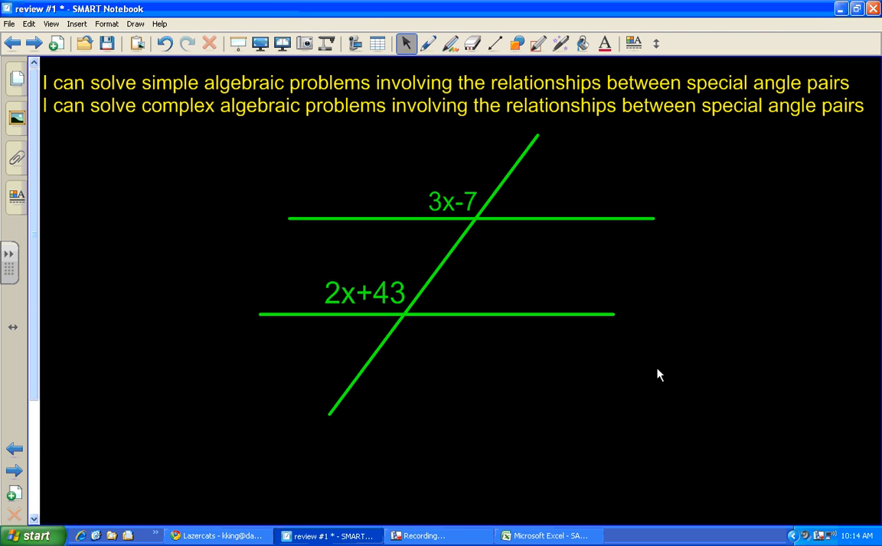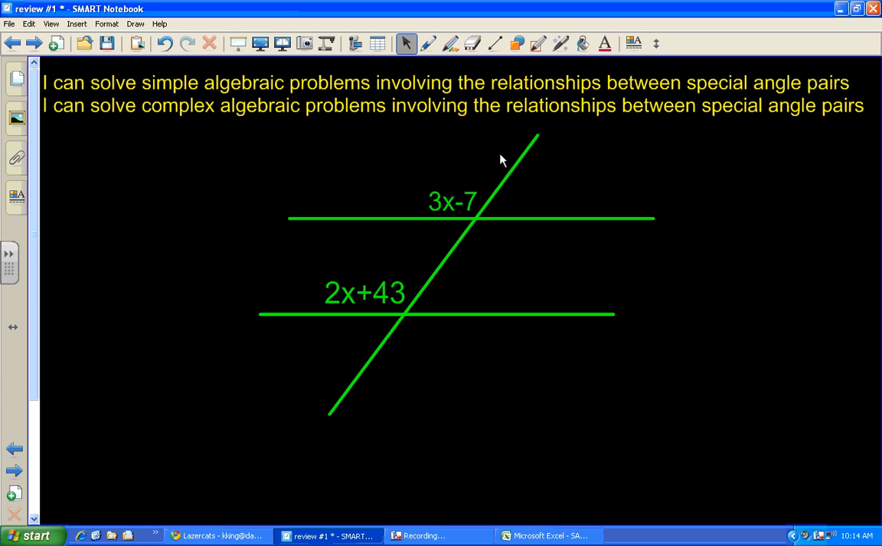All right, this is the one. Most people actually did better on this than on the previous stuff, which really confused me, but I think we just had a lot more practice with this. Okay. First one, learning target says I can solve simple algebraic problems involving the relationships between special angle pairs, and then I can solve complex algebraic problems. So the one you see in front of you would be one of the simple ones, right?